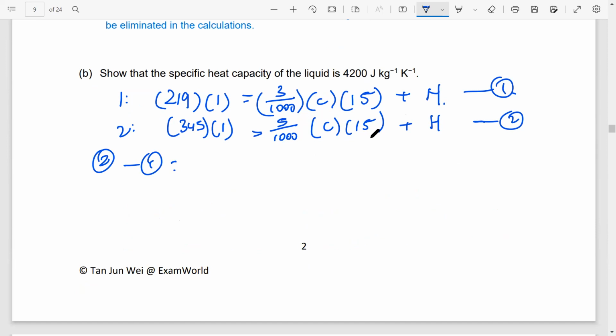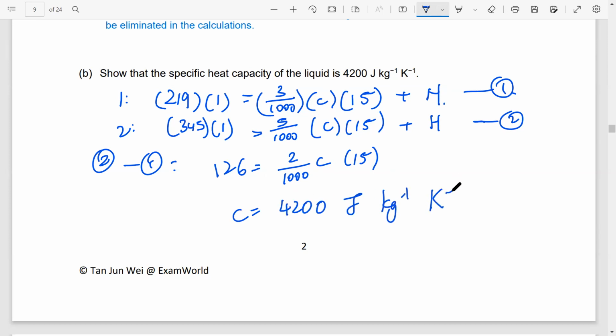345 minus 219. You get 126 equals 3 over 1000. No, 2 over 1000. 5 minus 3 is 2. Times c times 15. The plus H will cancel out because you minus them off. So from here, c will just give you 4200 joules per kilogram per Kelvin.